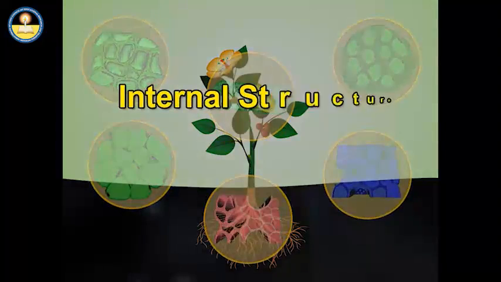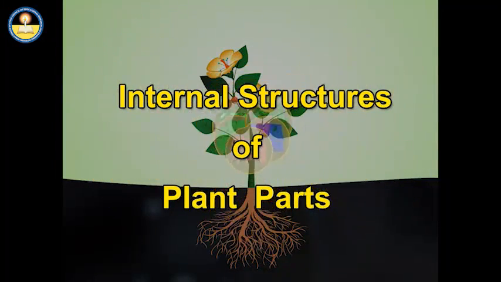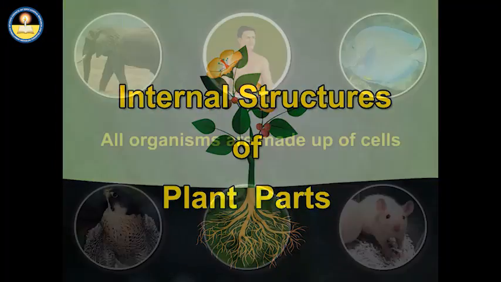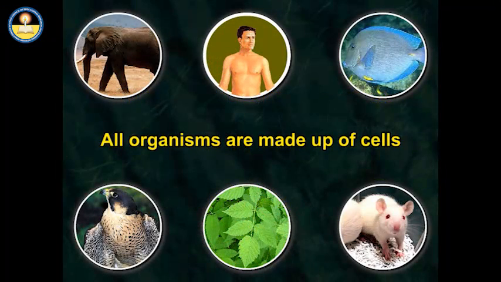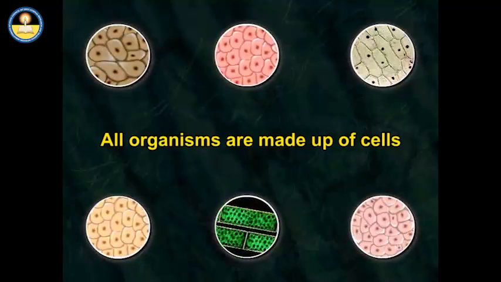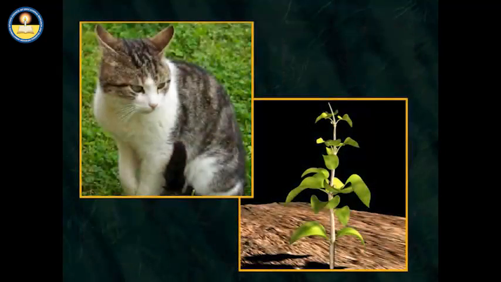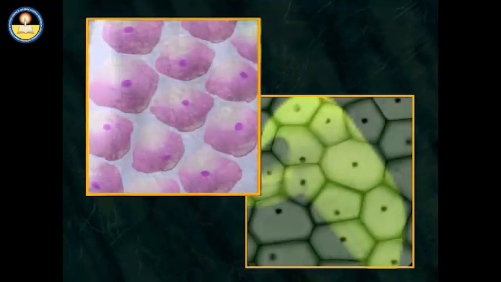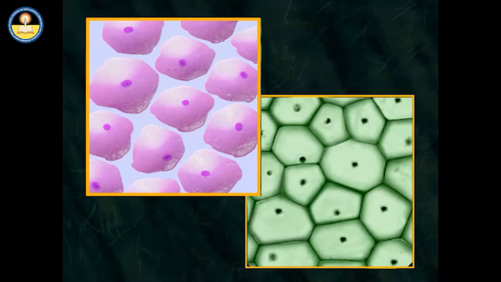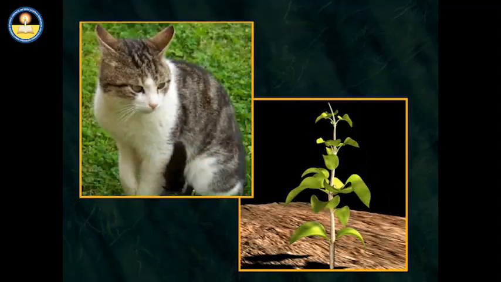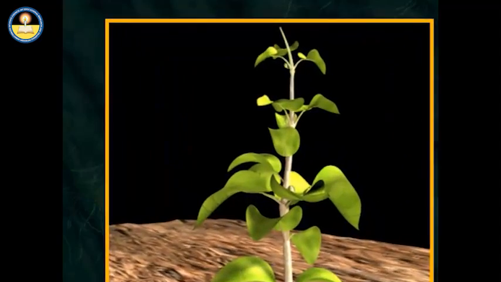Internal structures of plant parts. All living things are composed of one or more cells. In multicellular organisms, cells form tissues and various tissues join to form organs. In plants, organs are known as parts.